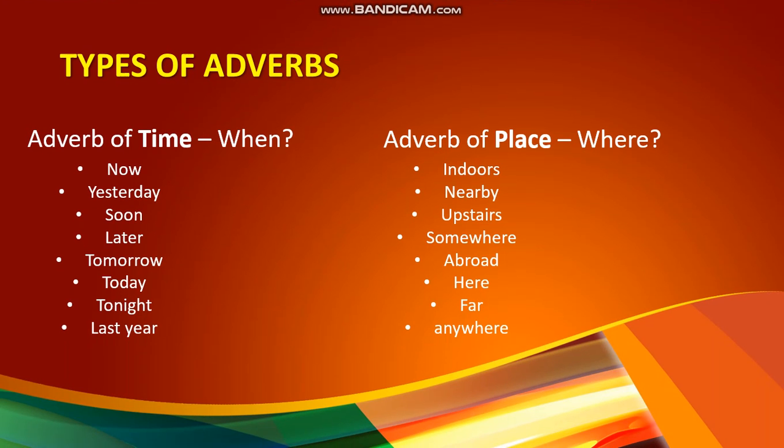Next, adverb of place. It gives the answer of where. You can see the examples: indoors, nearby, upstairs, somewhere, abroad, here, far, anywhere, and so on and so forth. Now let's take upstairs. So I say, I always take a nap upstairs, or he studies abroad. Okay? Abroad is the word that tells me where he studies. He studies abroad, and this is an adverb of place.